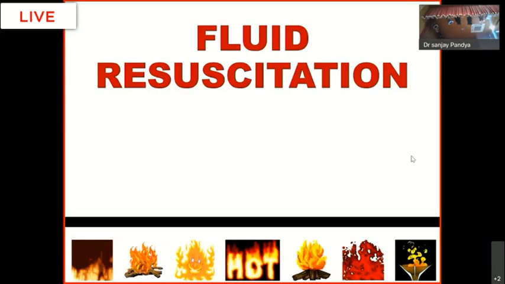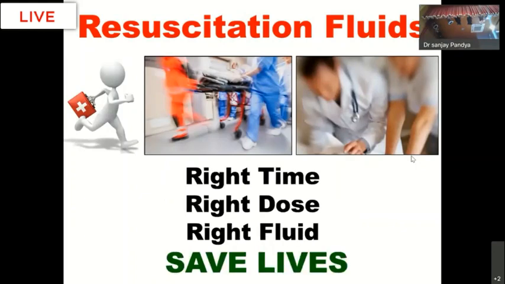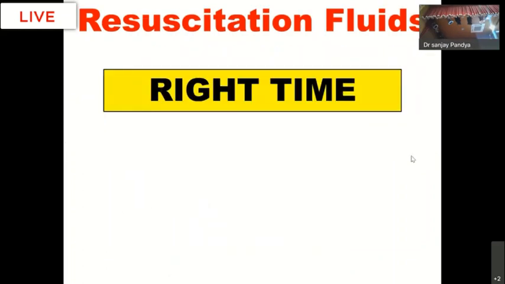Fluid therapy, fluid resuscitation is a hot topic. How fast, how much, which fluid, right dose, right time, and right fluid saves the life. So what is right time? The patient has a right time.